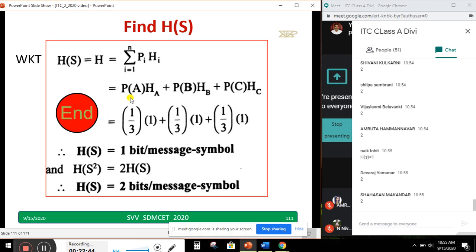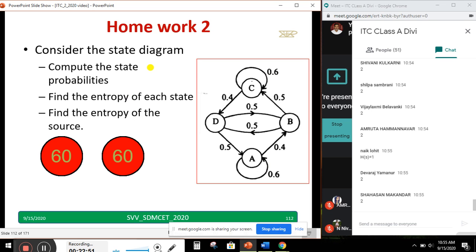Hope most of you have completed this. And those who are doing, take this as homework. Try to do it for your benefit. Consider the state diagram. Compute the state probabilities. Find the entropy of each state. Find the entropy of the source. I'll give a maximum of 2 minutes.